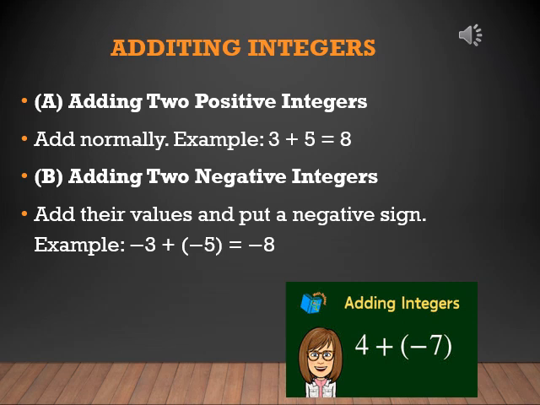Now adding two negative integers. Negative integers means numbers less than 0, minus 1, minus 2, minus 3. When we add two negative integers, we add the numbers. We put a minus sign in the answer. For example, minus 2 plus minus 3 is equal to minus 5. Minus 4 plus minus 6 is equal to minus 10. So, negative plus negative is equal to add the numbers and keep the minus sign.